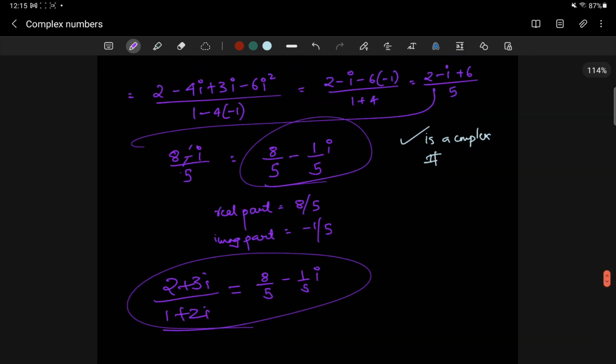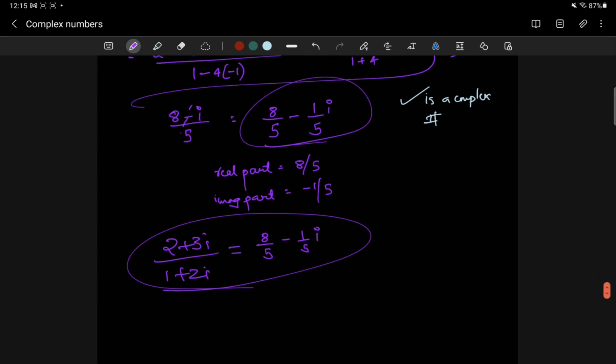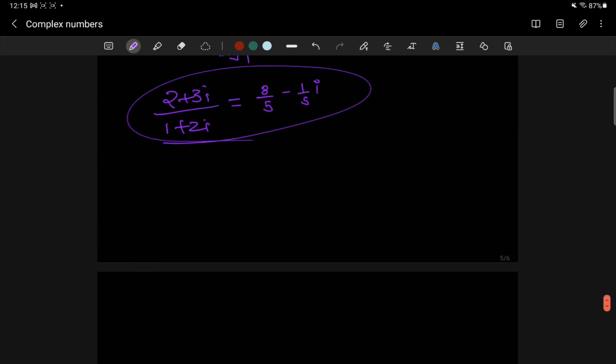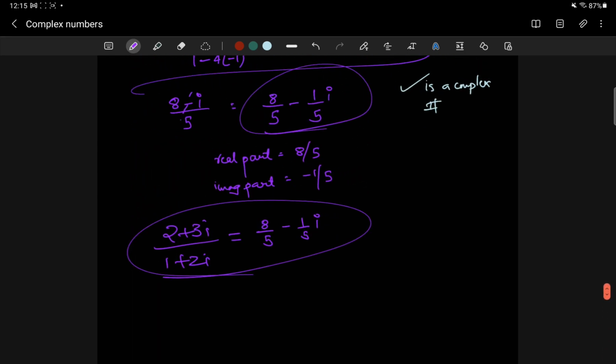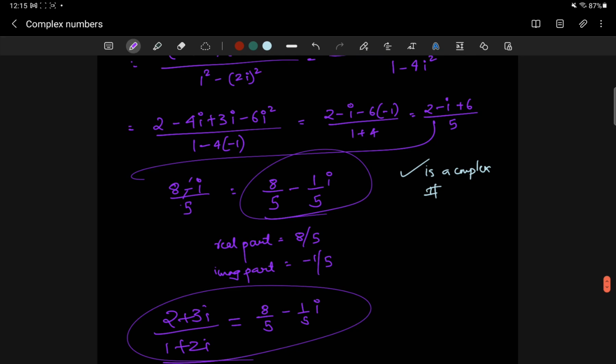Okay, so that would be division of complex numbers. So we use the idea of the conjugate, which should remind you of the idea of rationalization, where you multiply by the conjugate in order to make the bottom part, the denominator, a real number, so that you can split it, and in the end you have a complex number.